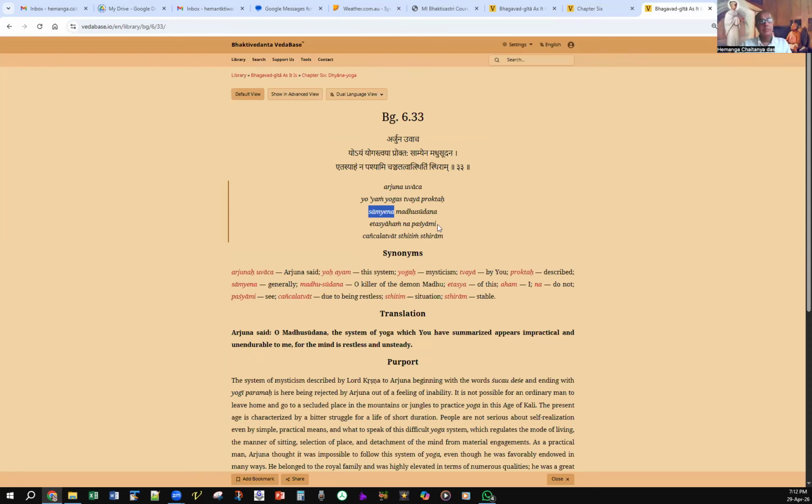Etasyaham na pashyami. Na pashyami means I do not see. Aham means me. I do not see that. Why? I do not see practicality in that. I cannot see Duryodhana and Yudhishthira being on the same platform. I don't see it. Chanchalatvat sthitim sthiram. Why do I not see that? Because my mind is chanchala. My mind is not in control.